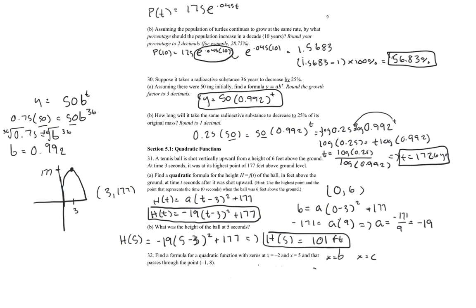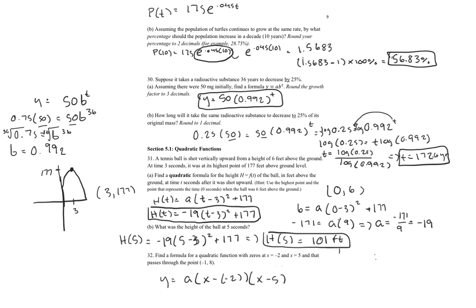So I'm just going to erase all of this and use the values that were given. We know that y is going to be equal to a times x minus -2 times x minus 5, right? We don't know our a, but we are given a point, and we can use that point to solve for our a, just like we did in number 31. So let's do that.